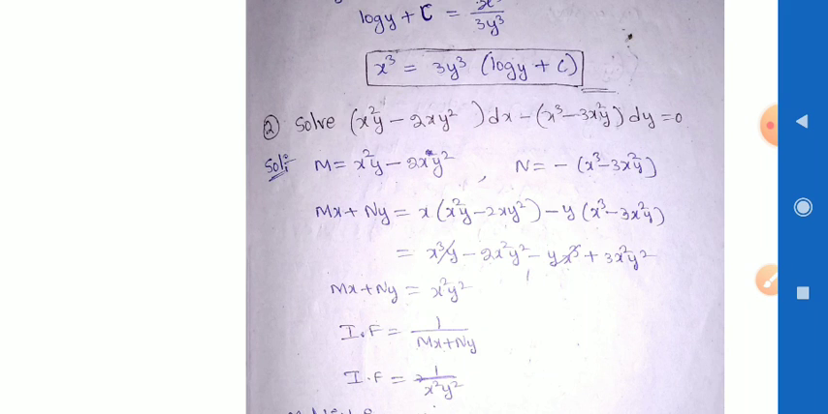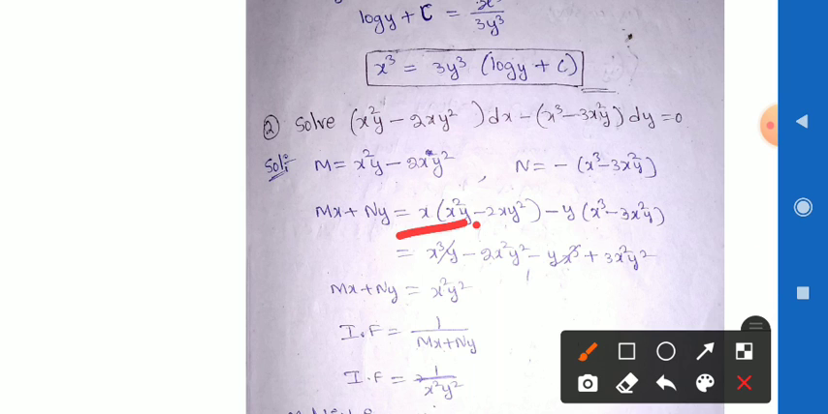Solve (x square y minus 2xy square) dx minus (x cube minus 3x square y) dy is equal to 0. Here it is in the form of M dx plus N dy. Now the M value is x square y minus 2xy square, and N is minus (x cube minus 3x square y). By taking Mx plus Ny, we get x into M value plus y into N value, that is x into (x square y minus 2xy square) minus y into (x cube minus 3x square y), this one.